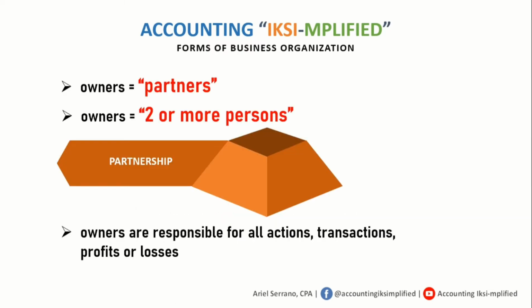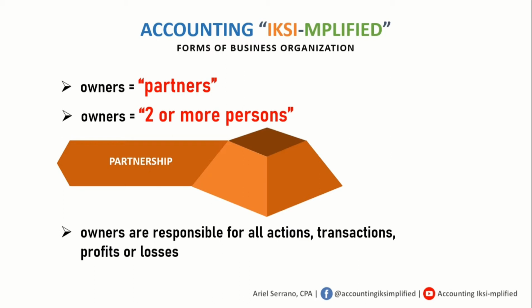Now, when we are talking of partnership, we are talking about partners. And the owners will represent two or more persons. Now, let me emphasize this, two or more persons. If you are asked, can a partnership be composed of 20 persons? The answer will be yes. Can a partnership be formed by 30 persons? Technically, yes. Because by definition, two or more persons. So there is no limit.